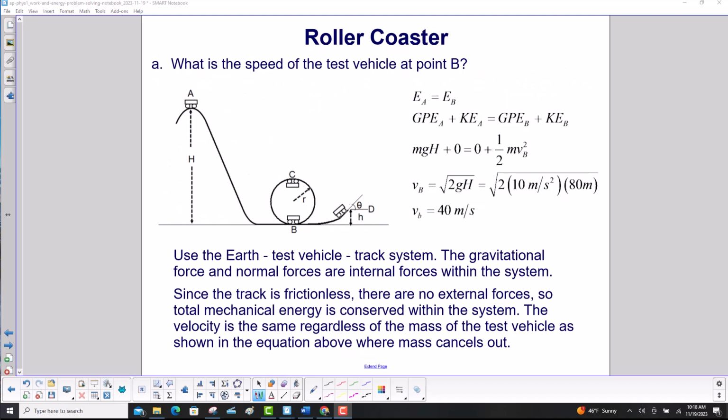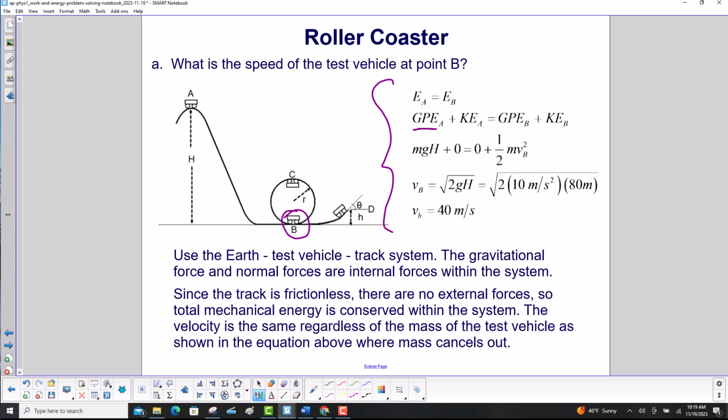A. What is the speed of the test vehicle at point B? Use the Earth test vehicle track system. The gravitational force and normal forces are internal forces within the system. Since the track is frictionless, there are no external forces, so total mechanical energy is conserved within the system. The velocity is the same regardless of the mass of the test vehicle, as shown in the equation above, right here, where mass cancels out.